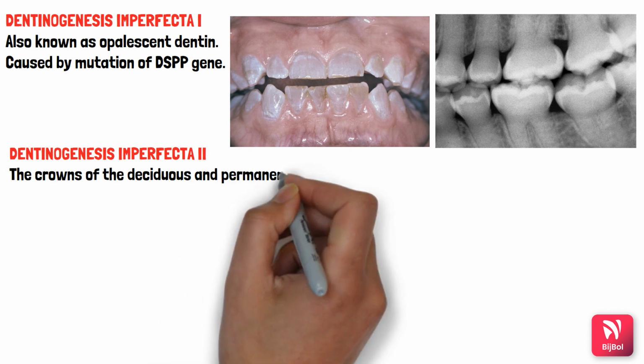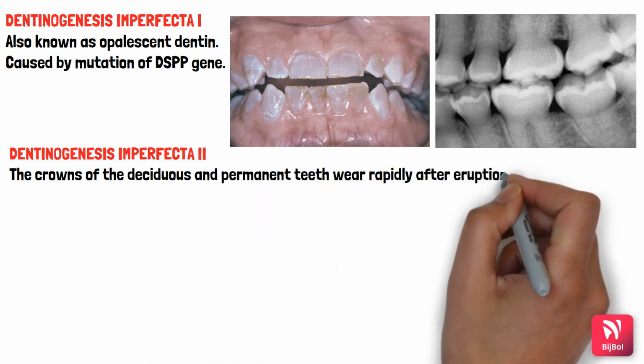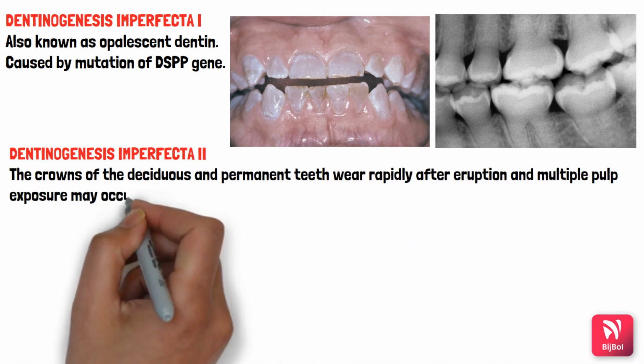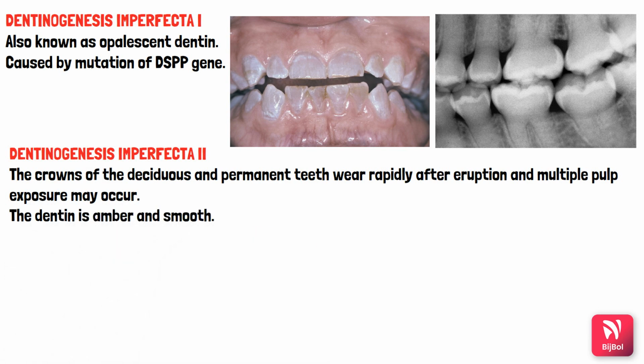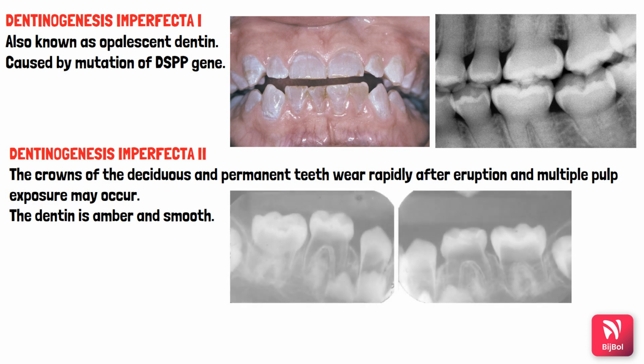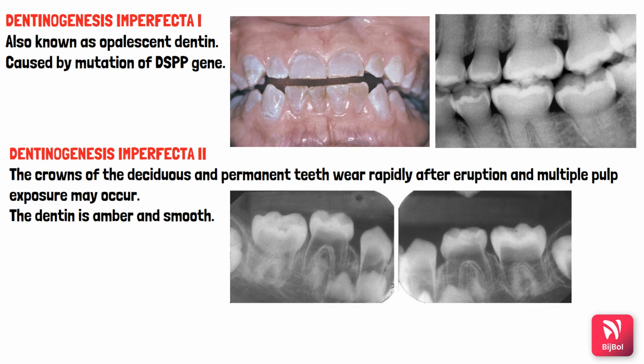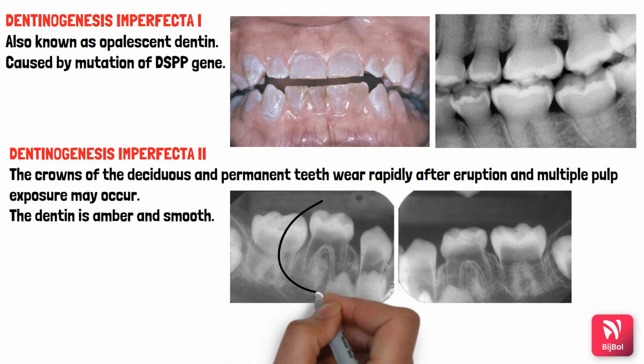Going on to type 2 of dentinogenesis imperfecta, wherein the crowns of the deciduous and permanent teeth wear rapidly after eruption and show multiple pulpal exposures. Here the dentin is amber and smooth. And if you see radiographic features, the teeth will have larger pulp chambers and root canals with very thin dentin.